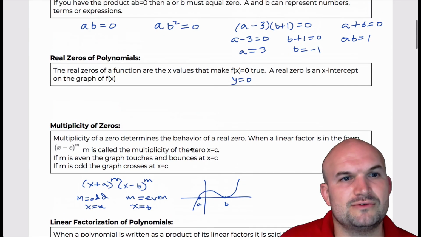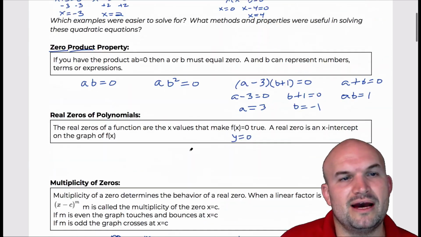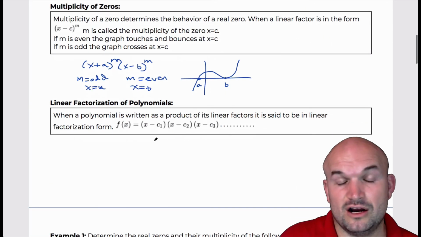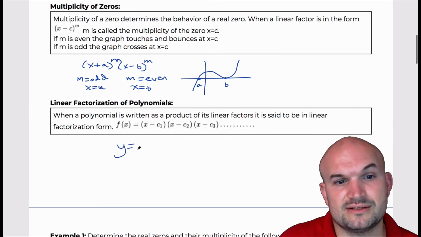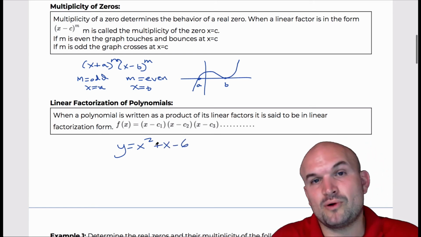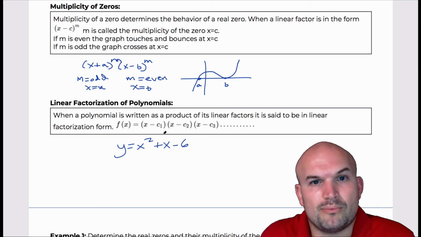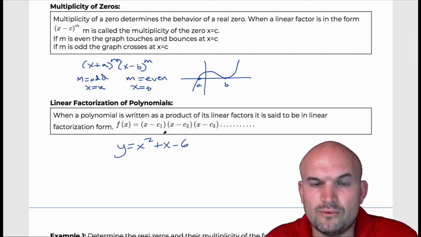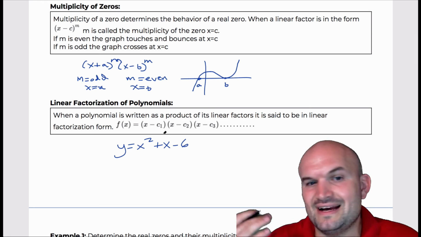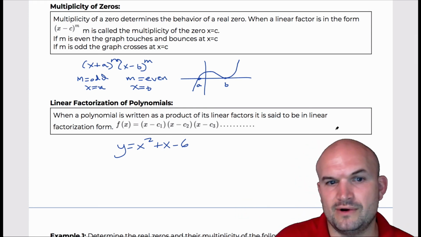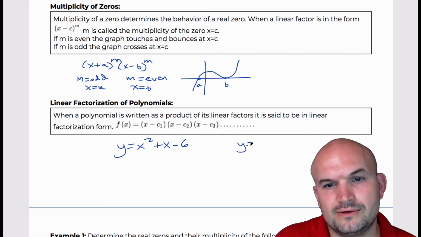So going back to our last example, when you have a quadratic, any polynomial, doesn't matter what it is, y equals x squared plus x minus 6, this can be rewritten as a product of its factors. And if you remember from the warm-up, that's why it's so important. Because if we can figure out the product of the linear factors, we can find the zeros very, very quickly, right?